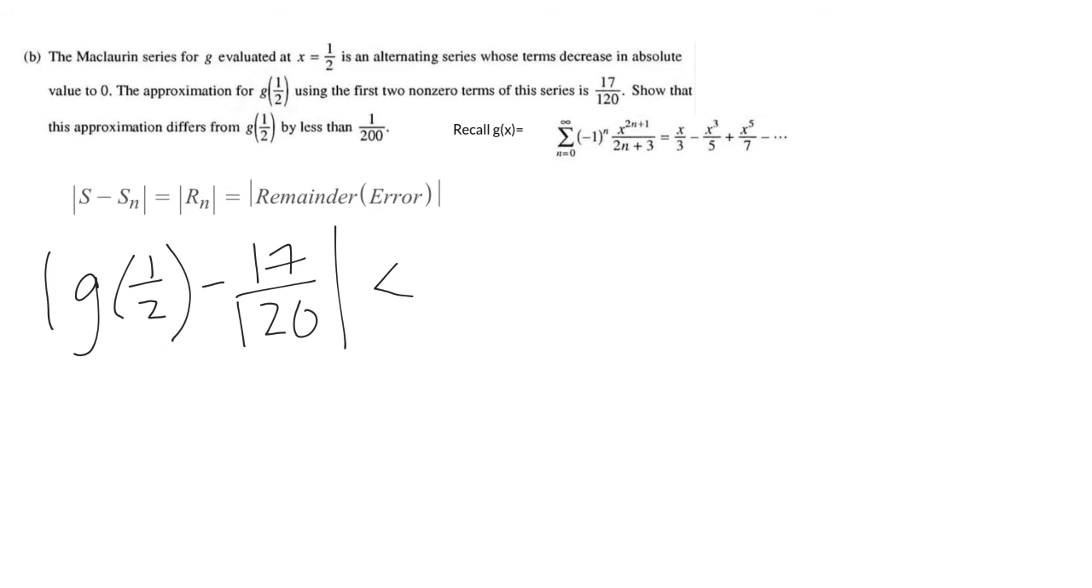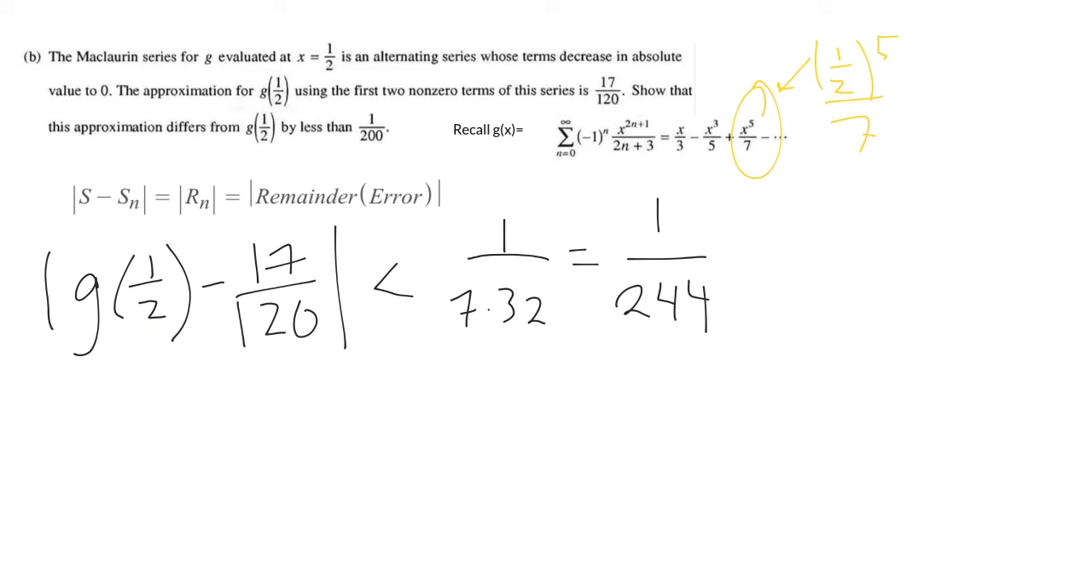it's going to be less than our remainder term, which is going to be the value of the next term here. So I'm going to plug in at 1/2. So it's going to be 1/2 to the 5th over 7. So it's less than 7 times 32, which is 1/224. Cool. Show that this differs less than 1/200. So that's less than 1/200. That's all we're showing.